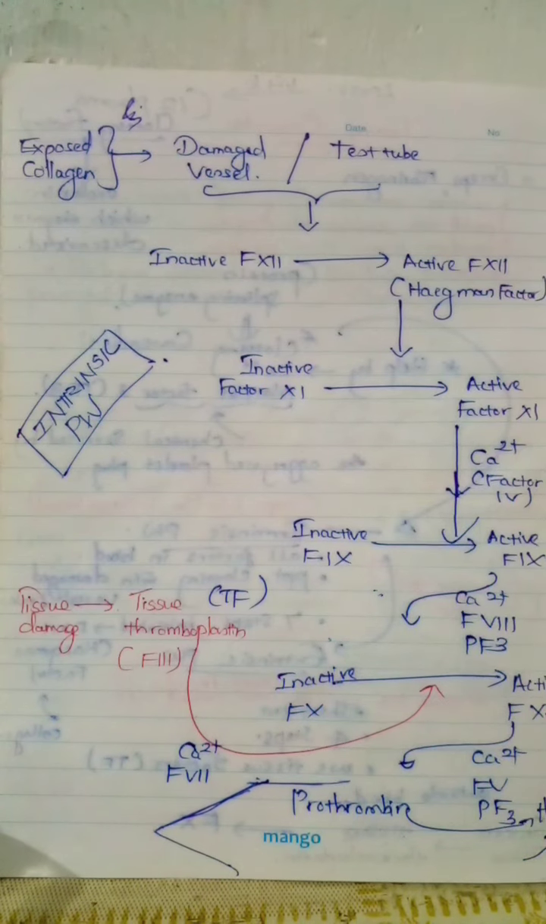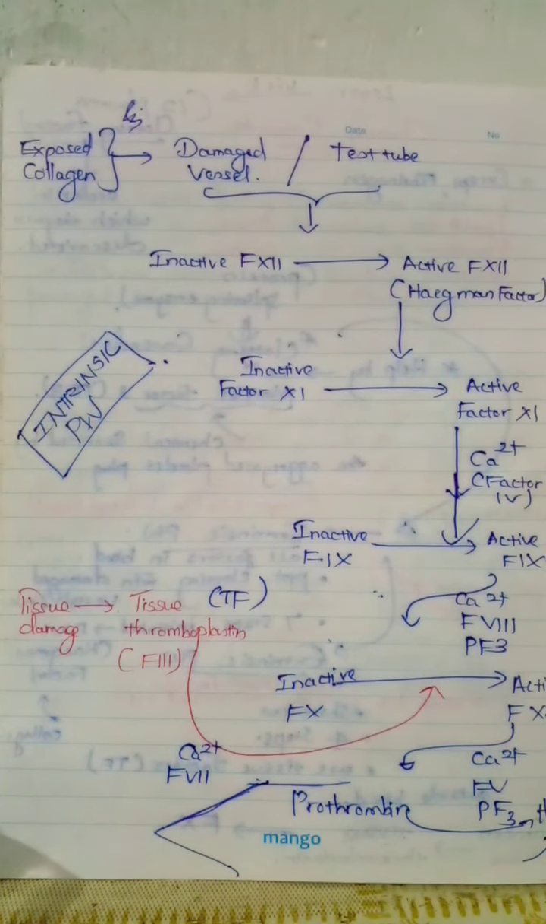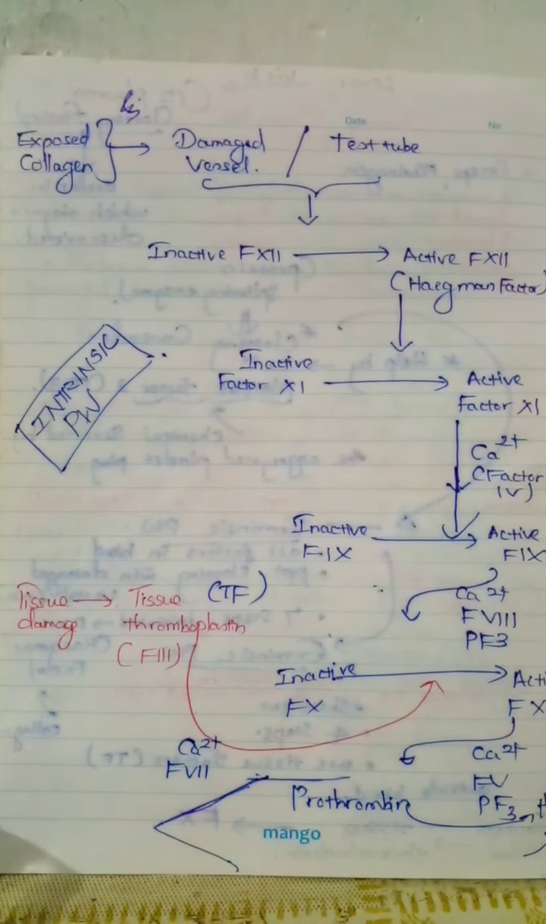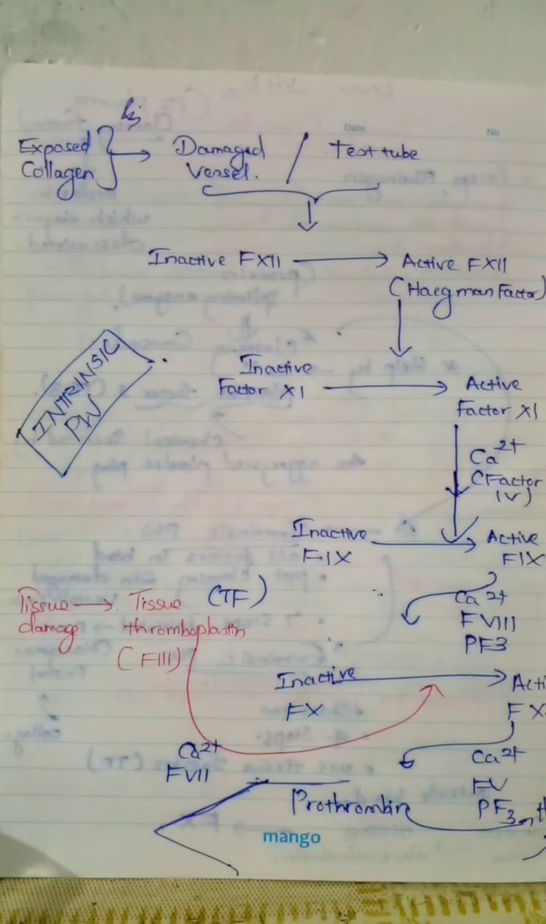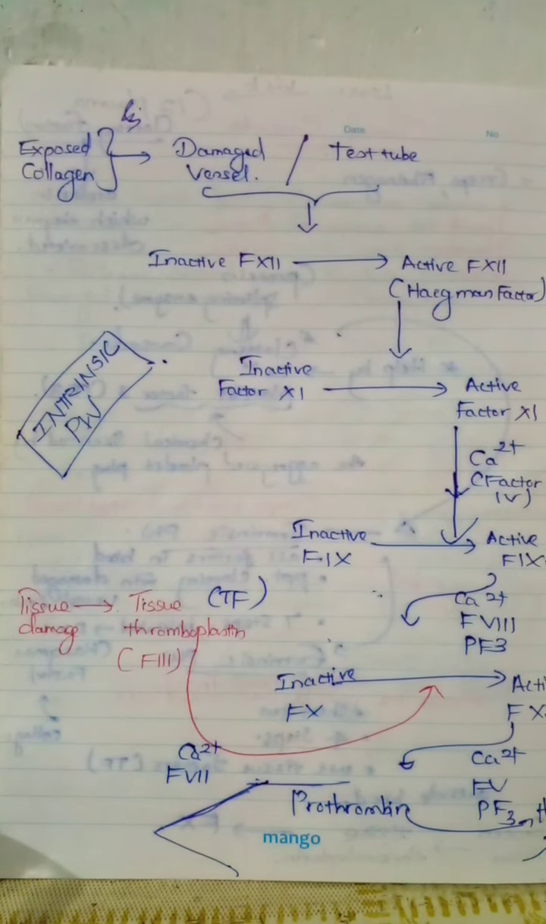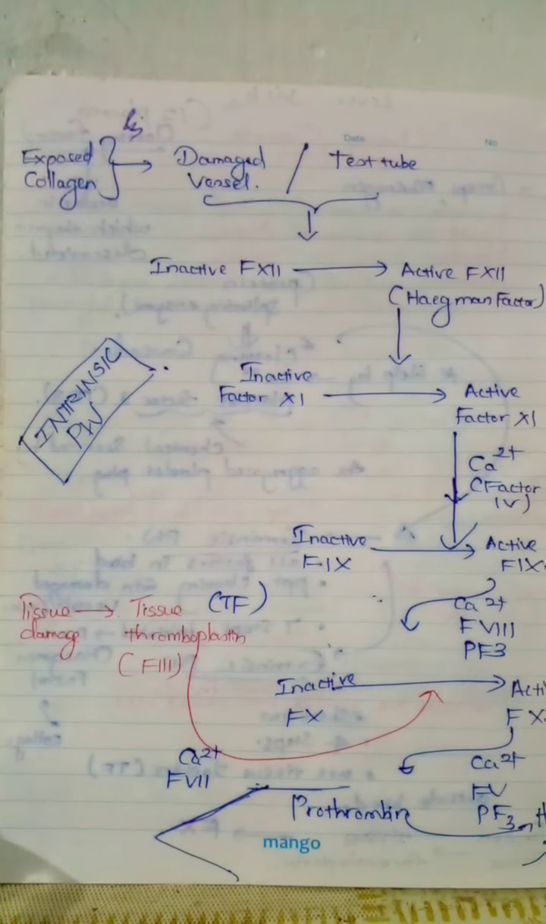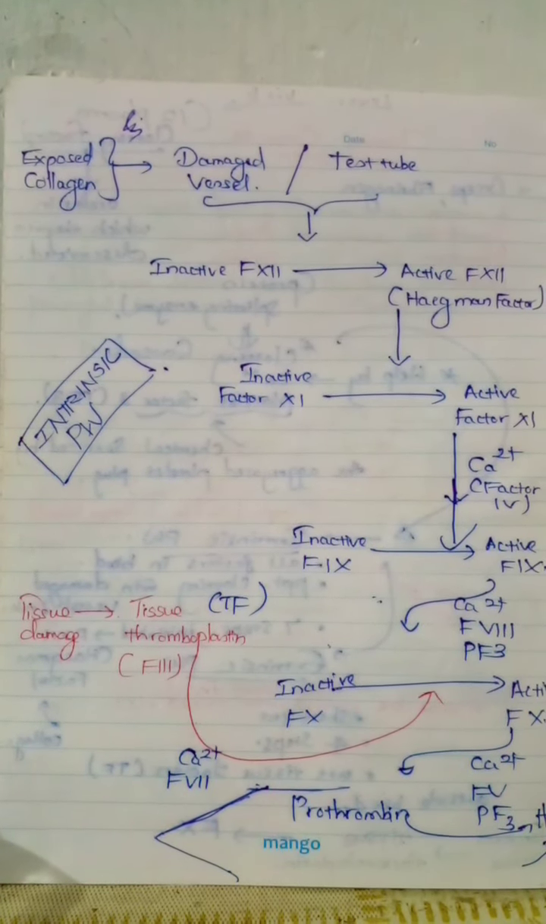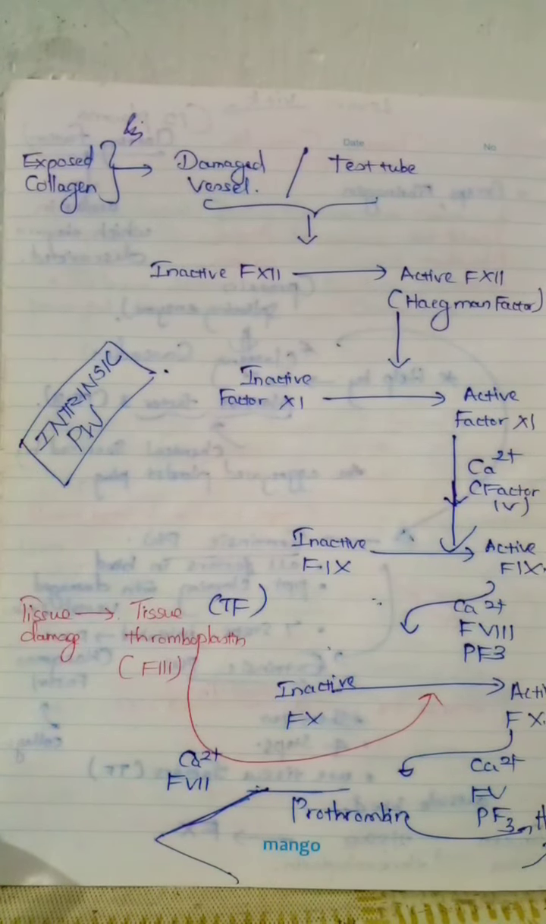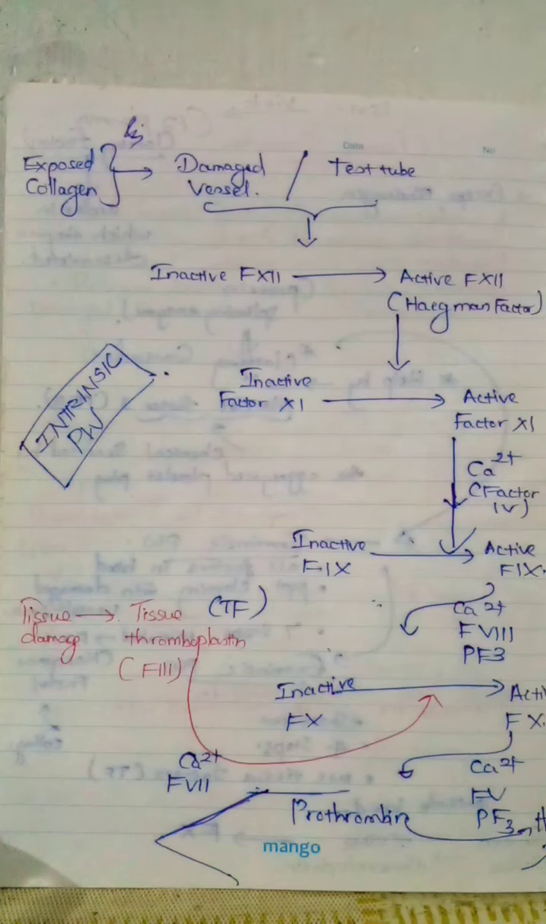When a vessel is damaged or when the collagen is exposed, we have a lot of clotting proteins, a lot of clotting factors produced by our liver, but they remain in an inactive stage. Only when there's an injury, these inactive blood clotting factors become active.